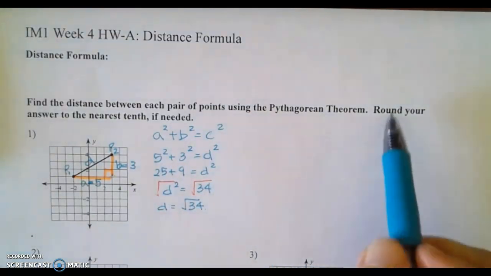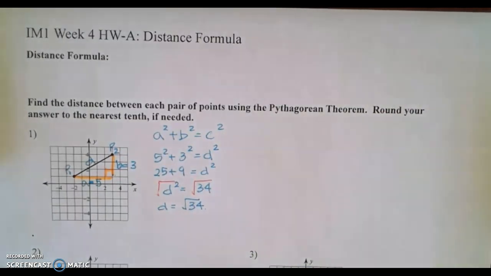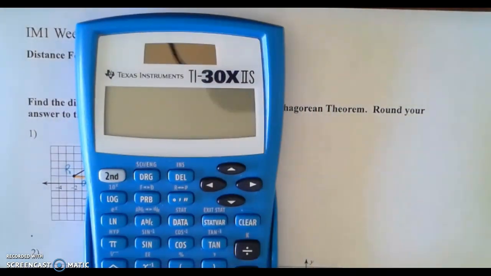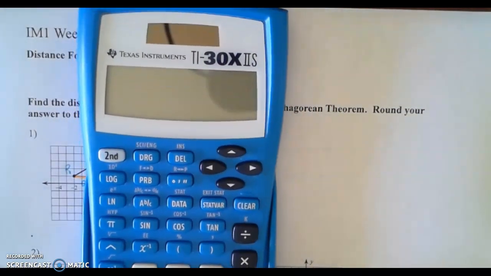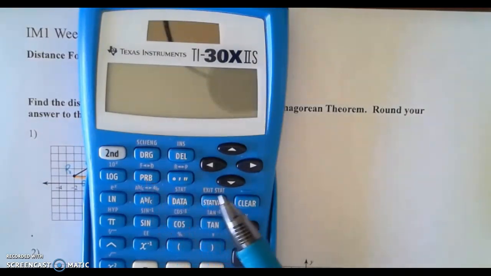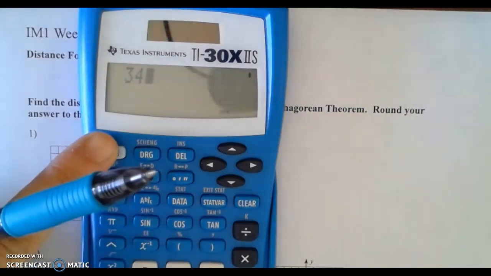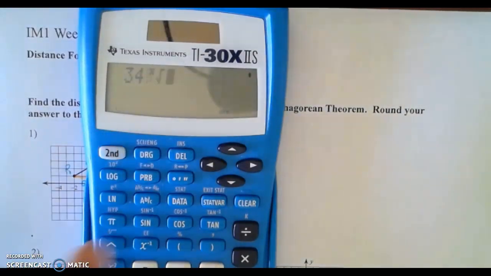Now it says to round your answer to the nearest tenth. That means use the calculator to find the value. So if I bring my calculator here, each calculator is going to be a little bit different, and if you're using your phone calculator, that's going to be different also. So I'm going to turn it on, and I put 34 first, and then I find my square root sign right here. This is the first function, this is the second function, so I'm going to put second and that.